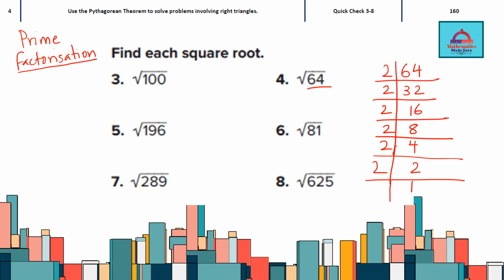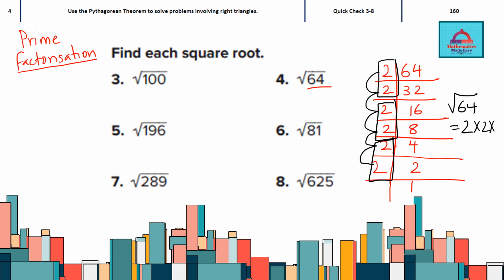Now we count how many 2's we have taken. 1, 2, 3, 4, 5, 6. 6 2's. And now we are going to make them in pairs of 2 because this is square root. So this is one pair, this is another pair, this is another pair. So the square root of 64 is going to be 2 multiplied with 2 multiplied with 2, and that is going to be 8. So you know that the square root of 64 is 8. That's the answer. So this is how prime factorization works.